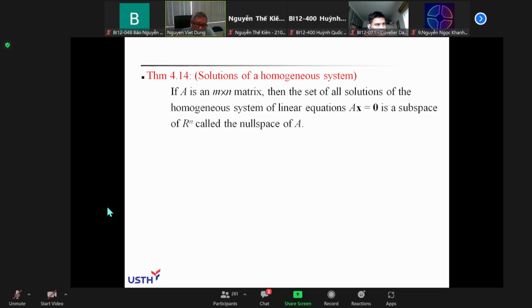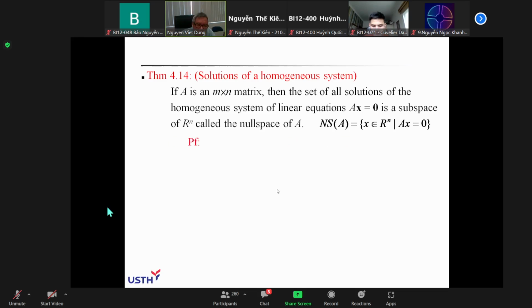Suppose that A is an m by n matrix, and we consider the homogeneous system of linear equations AX equals 0. Then the set of all solutions of that one is a subspace of Rn. And that subspace has the name null space of A. It is exactly what we defined at the beginning of today.